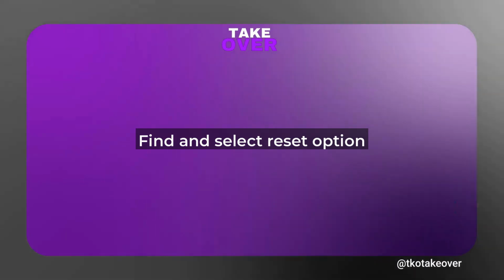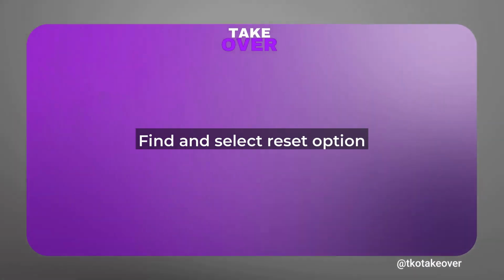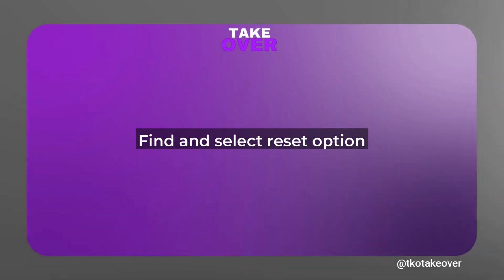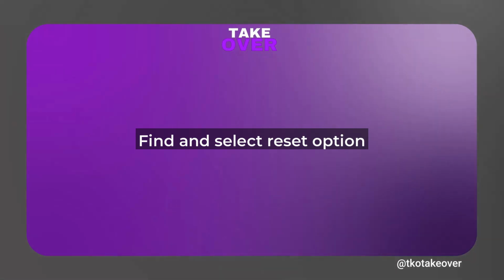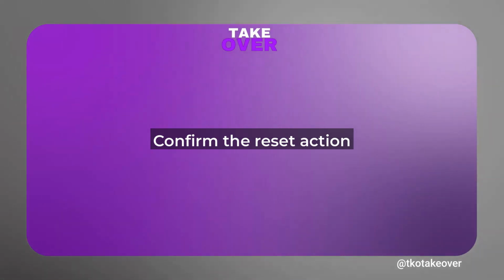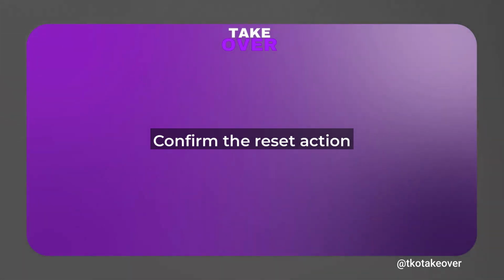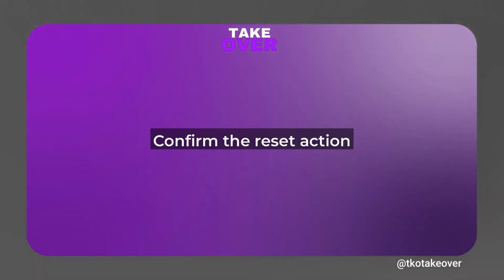Step 3. Scroll down to the Budget Settings section. Look for an option that says something like Start Over or Reset Budget. Go ahead and select it. Step 4. YNAB will pop up a confirmation dialog because, hey, this is a big step. It warns you that resetting will erase your current data, so double check if you need to export or back up anything first. If you're sure, confirm the action.